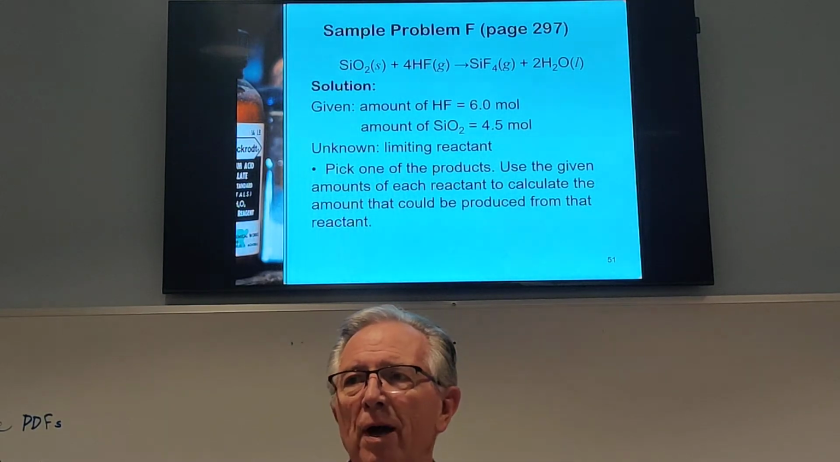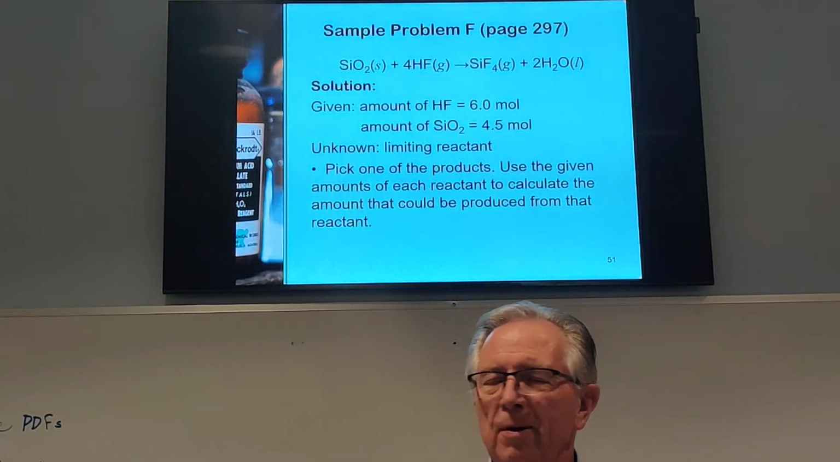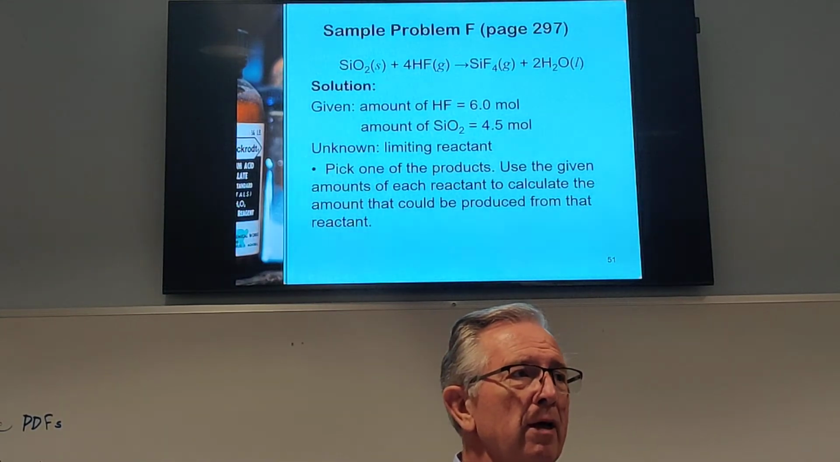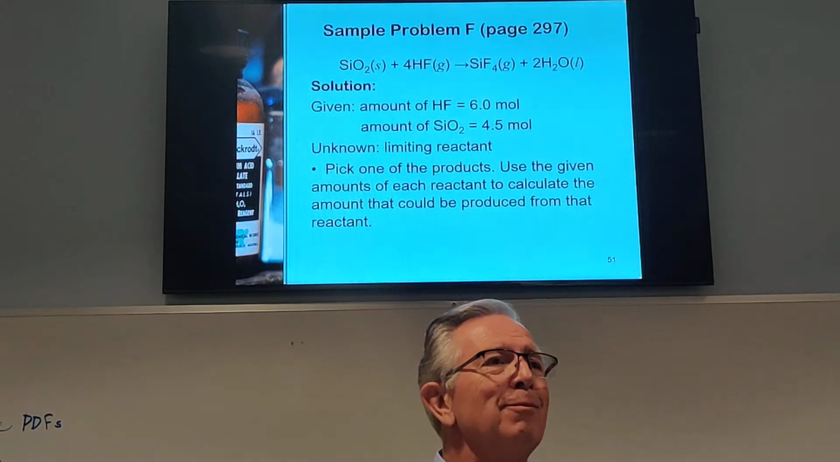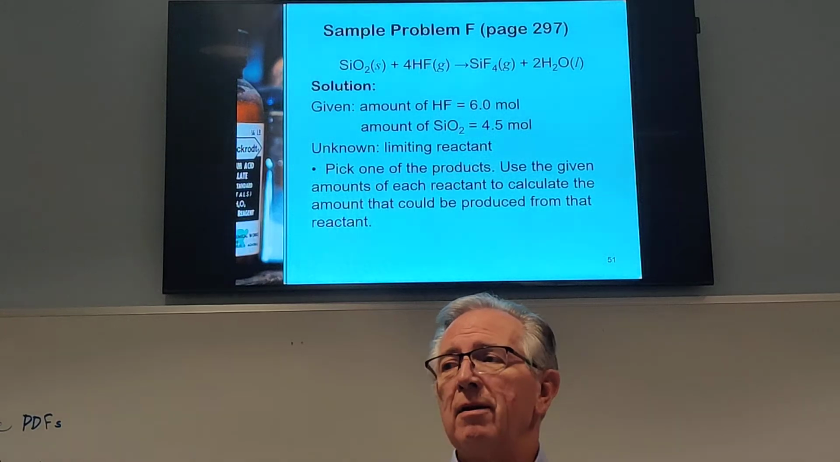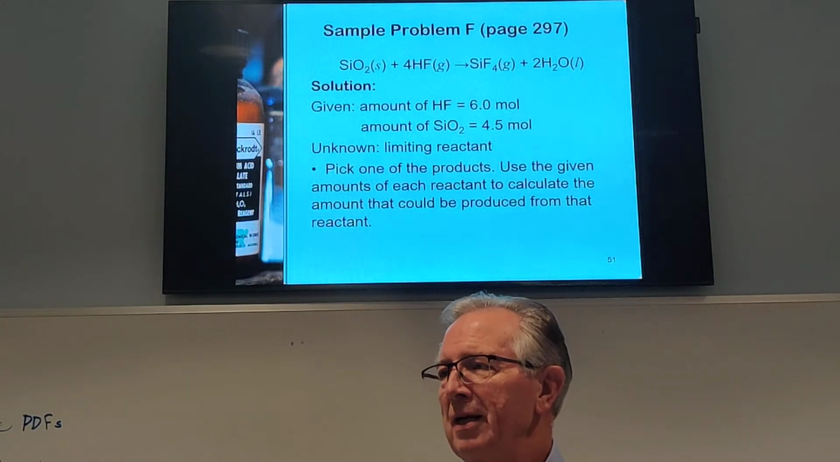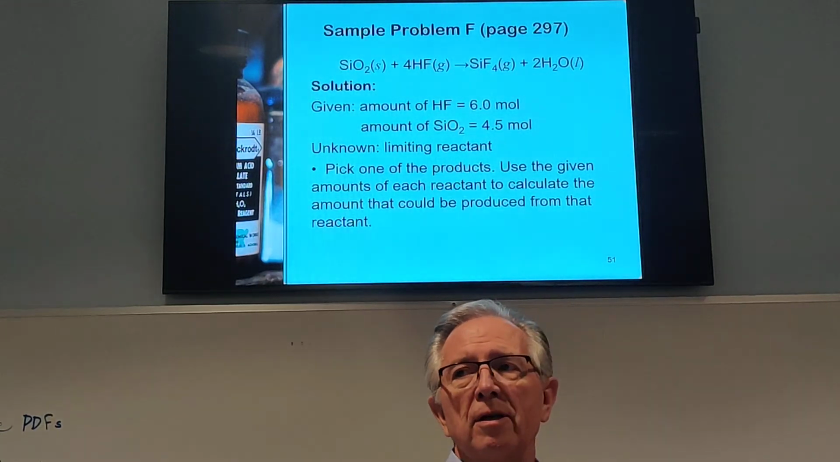So I just pick one of the products. It doesn't matter which one you pick. So if two of you sitting side by side pick different products, the moles answers that you come up with would not be the same. But you still would pick the correct limiting reactant. You'd be able to identify which one's limiting the whole process.